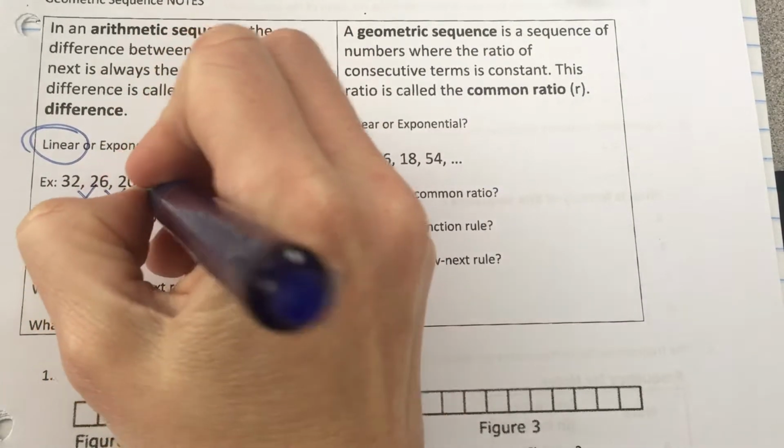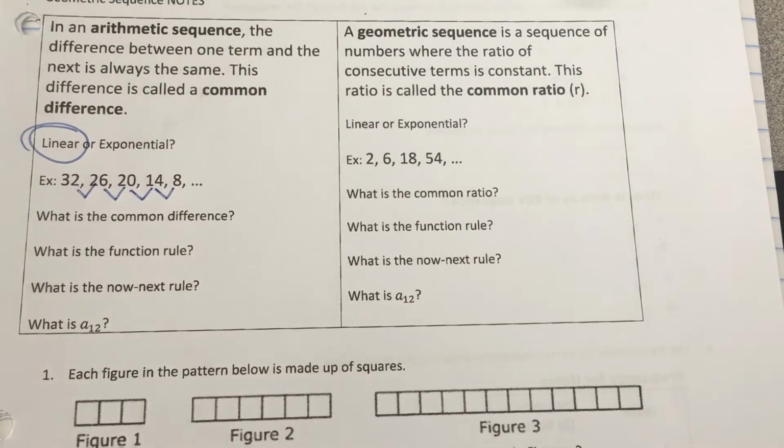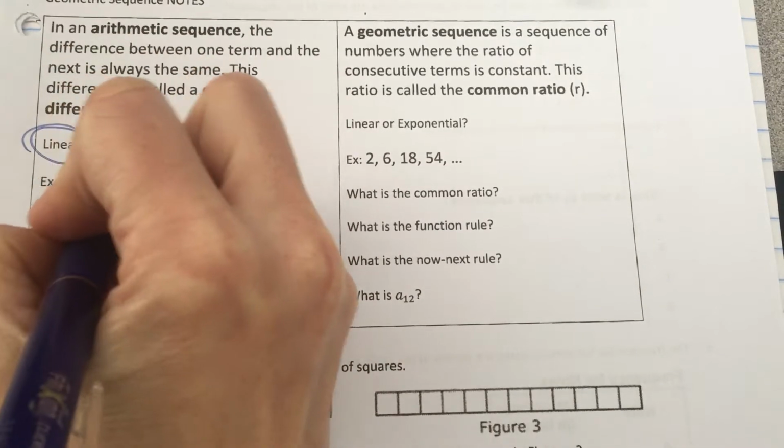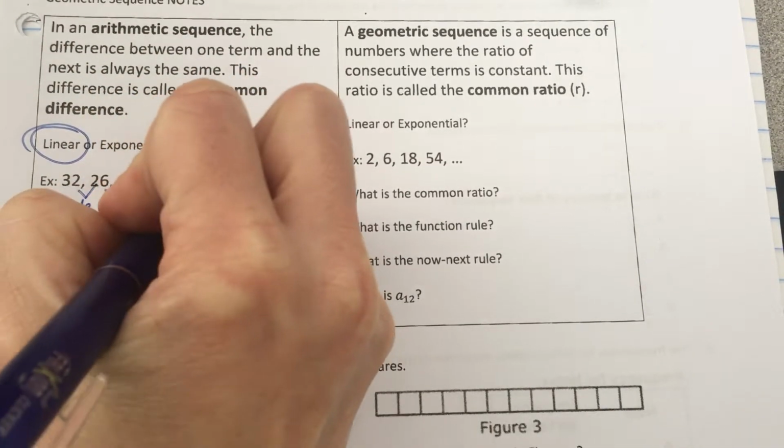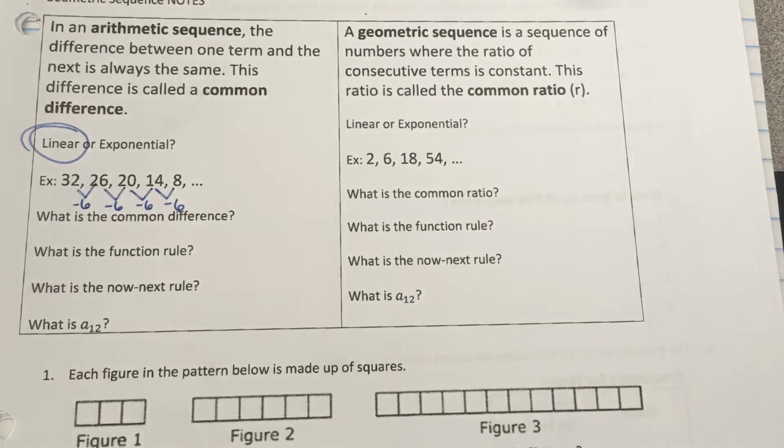What is this doing every time? It's going down 6. Okay, it's going down 6 every time. So what is the common difference? What do you think that answer is? Yeah, the slope. What is the slope? -6. The common difference is -6. So when you take the difference of all of those, you get -6.